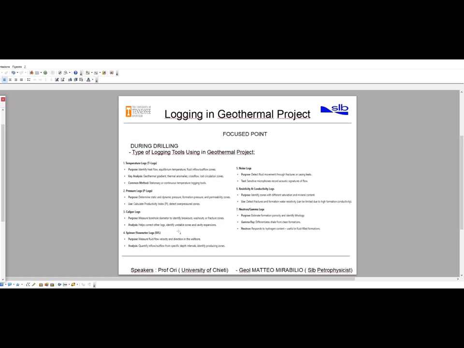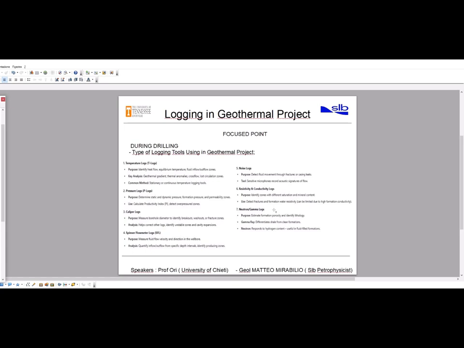It helps in making correlation with the other logs and establishing the zone and the possibility of cavity expansion to have a grid fracture. For spinner flow logs, SFL, the purpose is to measure the fluid flow velocity and direction in the wellbore. It is essential to the intermediate phase to make engineering projections. Noise log, purpose: detect fluid movement through fractures or casing leaks.